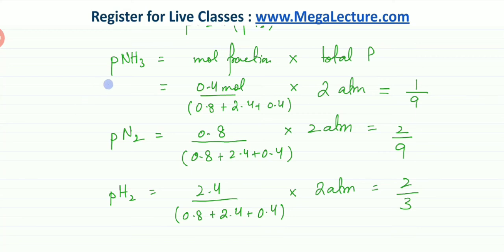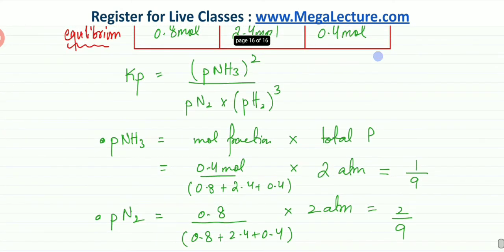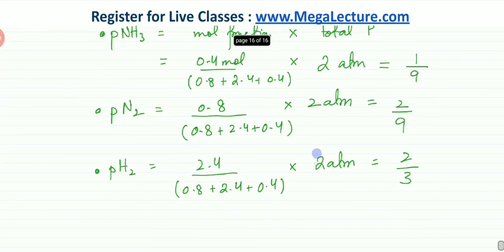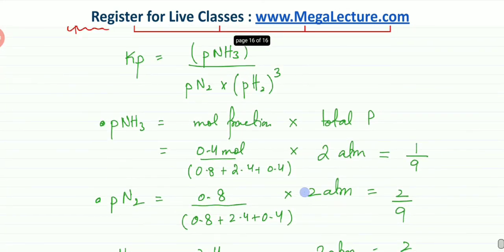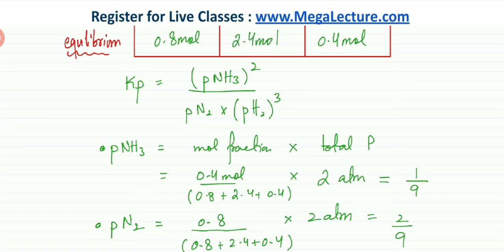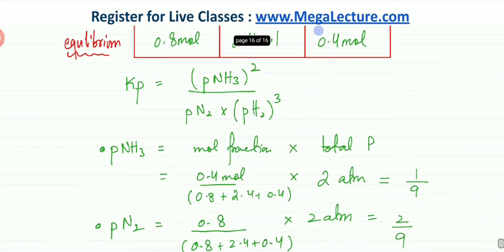So all my partial pressure values have been calculated, and the next step is to substitute those values in this expression that I've already calculated over here. So let's do the last step. It's going to be the partial pressure of NH3 squared. So it's going to be 1 by 9. Let's put these values over here. So it's going to be 1 by 9 squared.